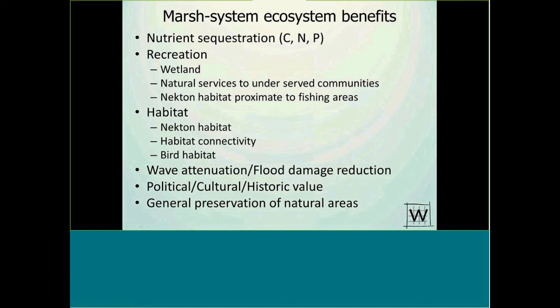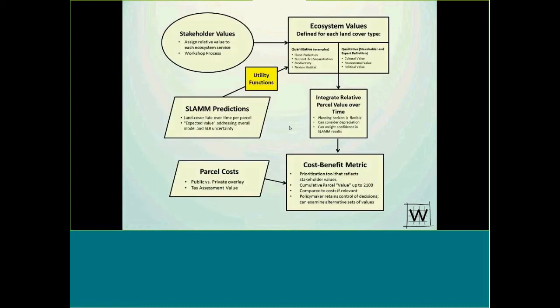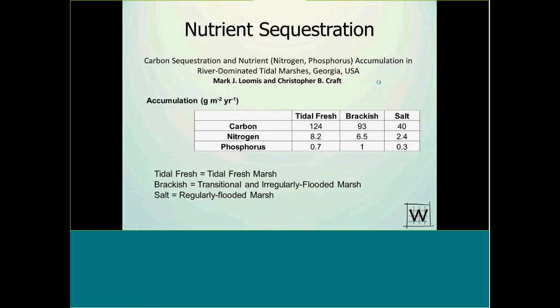We talked quite a bit about wave attenuation, and then some of these other concepts, whether a marsh has a political or historic value or is essential to the culture of a community, for example. So I want to talk a little bit about how these utility functions are used to move from SLAMM predictions to ecosystem values. And I'll just look at a couple of cases. In a lot of cases, we went pretty heavily to the literature.